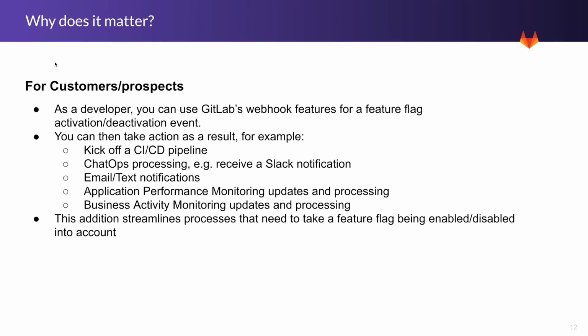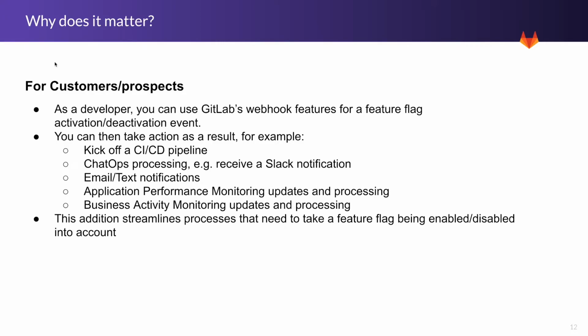Why does it matter for customers and prospects? As a developer, or as someone that wants to monitor the enabling and disabling of a feature flag, you can use this new feature, this new webhook. When using this feature, you can take some action as a result of the invocation of this webhook. You could, for example, kick off a CI/CD pipeline. You can send a message to Slack or to any other ChatOps platform. You can send an email or text.